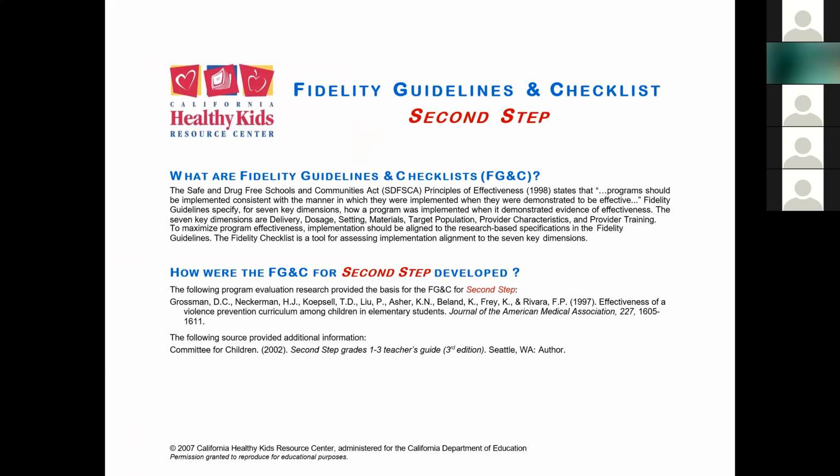So, here they just have a statement of what the guidelines and checklists are. It helps talk about why they do what they do, why it should be implemented in the manner consistent. And you'll see they talk about that they have 7 key dimensions, and that those key dimensions are what were indicated that when a program was implemented, it demonstrated their effectiveness. It talks about what those are, and it also gives a reference to the research.